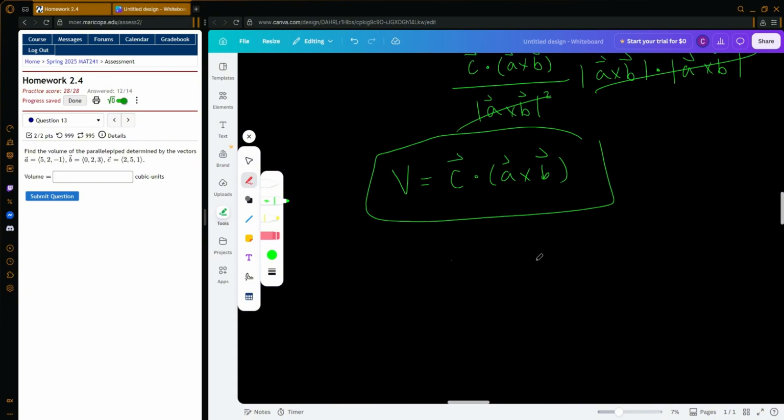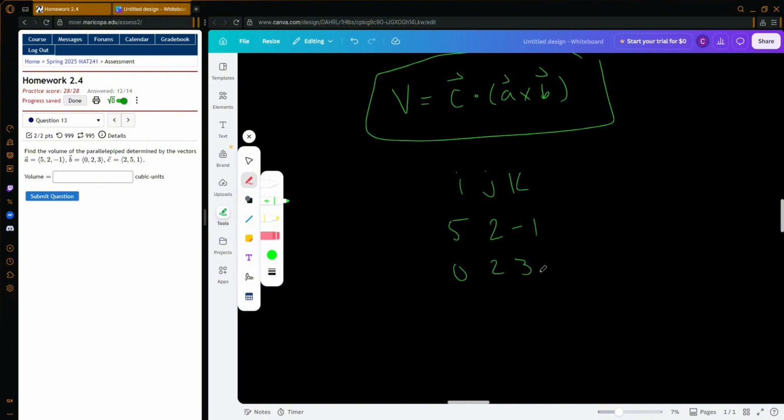First we're going to do the cross product of a and b. So we'll go i, j, k. a is 5, 2, -1. b is 0, 2, 3. So we're going to get 2 times 3, which is 6, minus, it's going to be plus 2, so that's 8. We're going to get negative, 15 minus 0, so just negative 15. And then we're going to get 10 minus 0, which is just 10. Okay, so it's this, and now dotted with c.